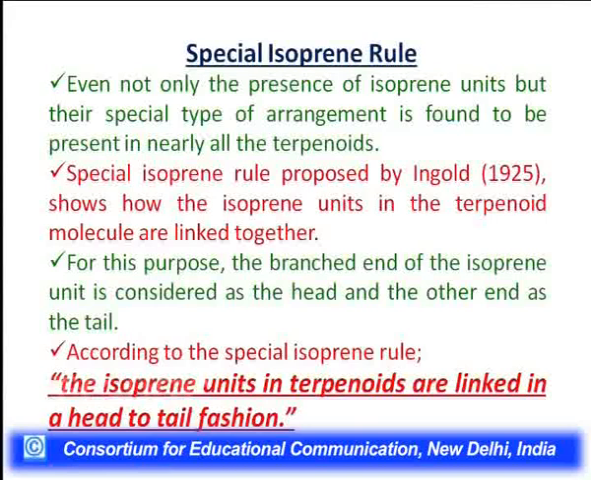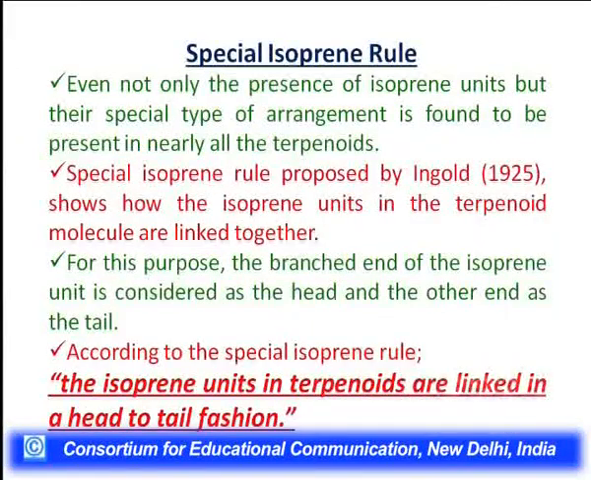Then comes the special isoprene rule. From the isoprene rule, we have stated that all the terpenoids contain isoprene units. Now the question comes: how are these isoprene units arranged together to give a terpenoid? For the arrangement of these isoprene units, there is a special isoprene rule which defines this special type of arrangement. This special isoprene rule was proposed by the scientist Ingold in 1925, who showed how the isoprene units in a terpenoid molecule are linked together.